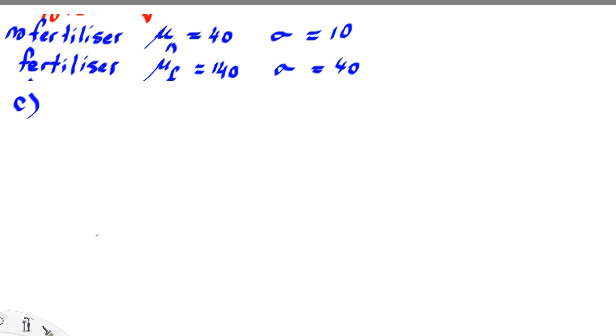In part C, one radish grown with fertiliser and one without fertiliser are selected at random. Find the probability that both radishes weigh more than 60 grams. So the characteristic we're looking for is greater than or equal to 60. Now the last on my calculator was no fertiliser, so I'm going to do that first.